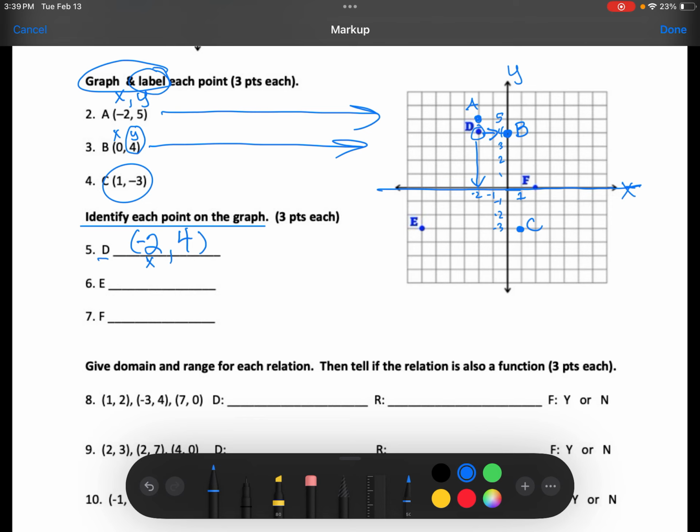Let's go to E. Okay, so E, we're going to look at the X first. This is the X. So what number is that? Well, we have -1, -2, -3, -4, -5. So that one's -6. So I'm going to put -6 as my X.